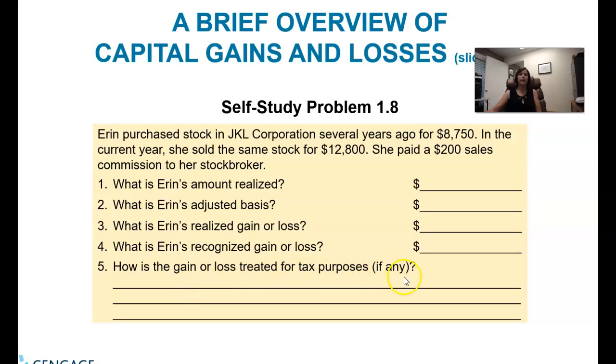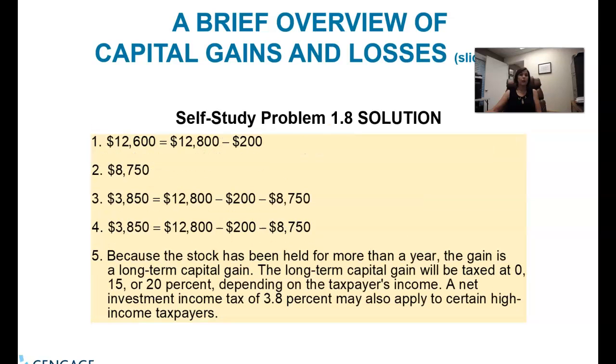And as I said when I read it earlier, how is a gain treated? It is going to be treated as a long term gain, so it's going to get a more favorable rate. If she had held it for less than 12 months, it would be taxed at the same tax rate as her regular earnings from her job. But because she's held it for long term, it's going to get a more favorable rate.